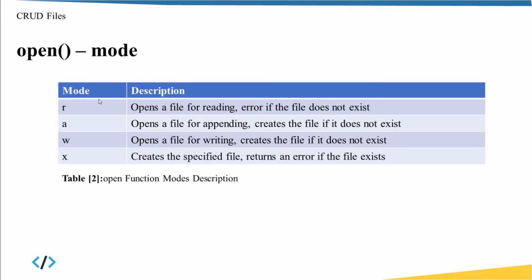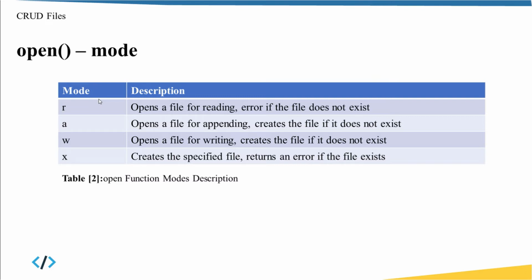Now let's talk about mode. What I mean by mode. Usually, when you want to open a file, maybe you want to read data from a file, write data inside a file, or append data to a file, and this is what you usually do. Now, for each one of these operations, we have a mode. So when you want to open a file, you have to specify the mode. For example, R, which means I want to open a file for reading, and an error will happen if the file does not exist.